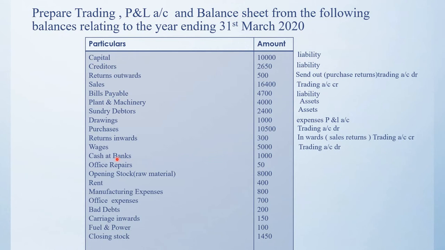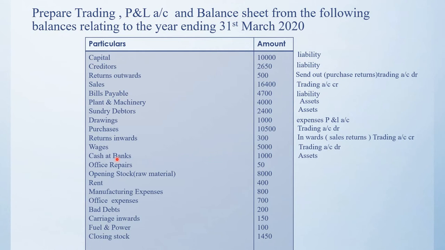And next we have the cash in bank. Cash in bank indicates the bank balance of any business. If a business has more bank balance, it's considered as a value or an asset for the business. So we'll post this cash at bank on the asset side.